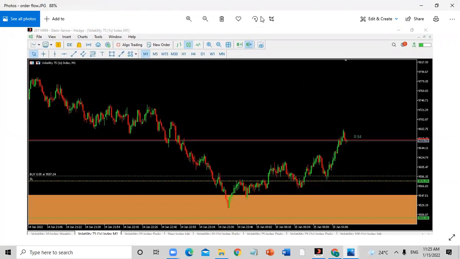Let's draw. Ooh, where are we? Okay, cool. So I see this high here. This high is taken out by this impulsive move, right? And then what do we have? We have this institutional candle responsible for that. And then this high, all right, is taken out by this move.